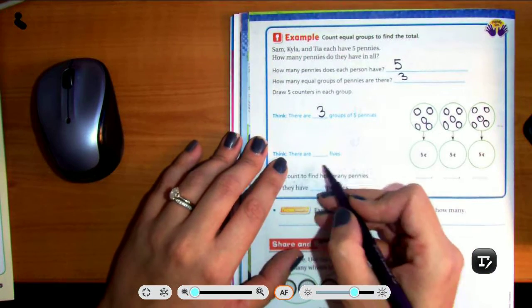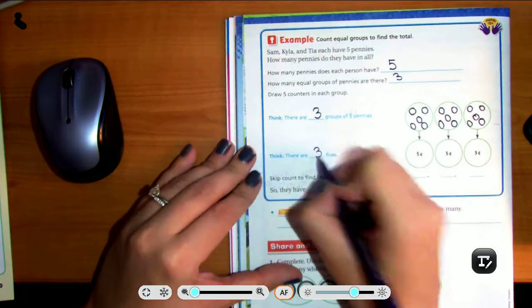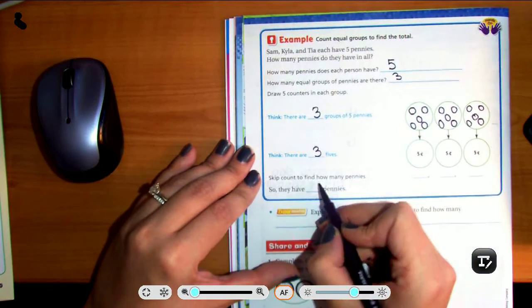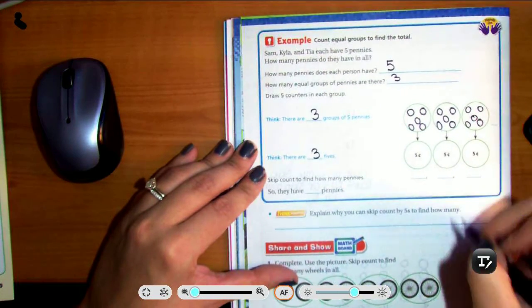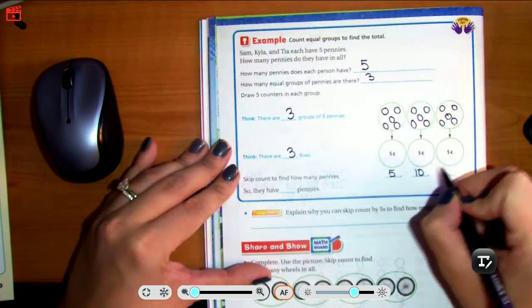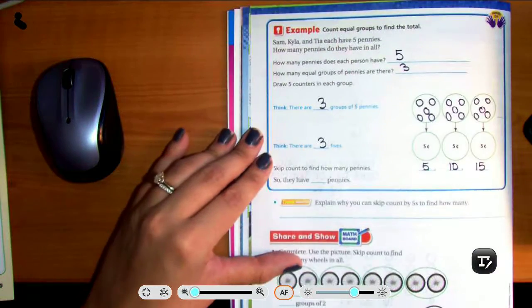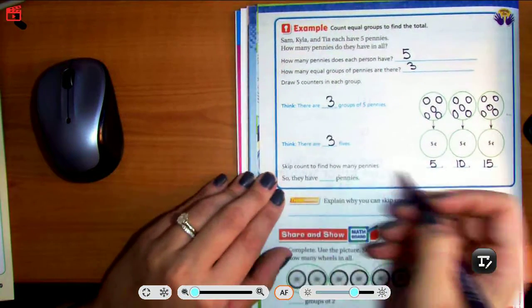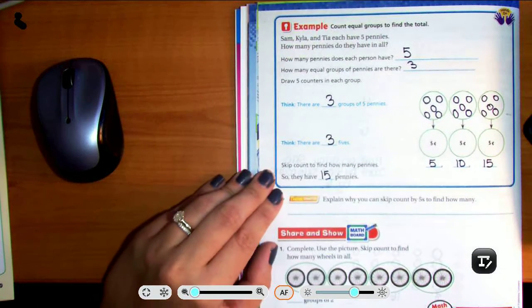Think, there are blank 5s. How many 5s do I have? 1, 2, 3. There are 3 5s. So skip count to find how many pennies. So, okay, we have 5, 10, 15. I could have also counted each individual circle. So how many pennies do they have? So they have 15 pennies.